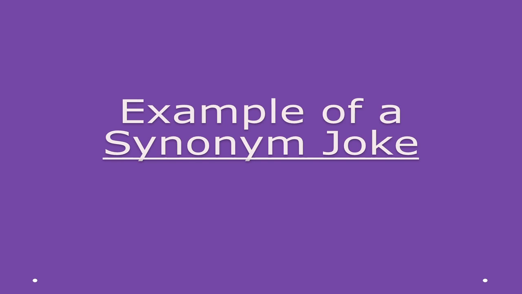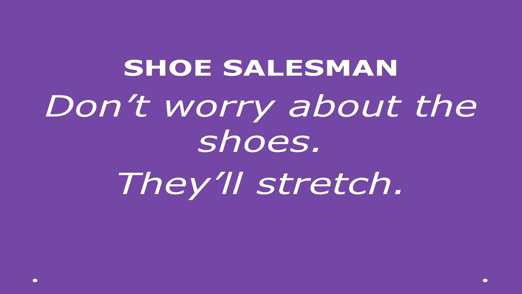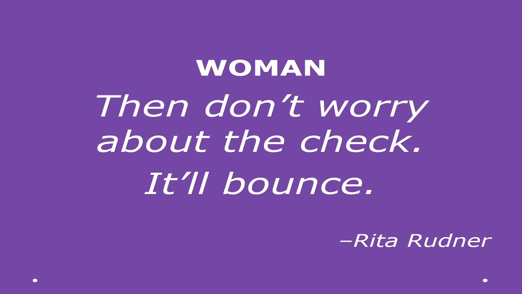Here's an example of a synonym joke. A shoe salesman says, "Don't worry about the shoes, they'll stretch." A woman replies, "Then don't worry about the check, it'll bounce." That's a very funny joke from Rita Rudner. Miss Rudner's joke plays off the words stretch and bounce. The salesman tries to sell the shoes that may be too tight by saying, "Don't worry about the shoes, they'll stretch." The woman buys the shoes on a budget that is too tight by saying, "Then don't worry about the check, it'll bounce." He's stretching the truth, and she's playing off that using a paired word.